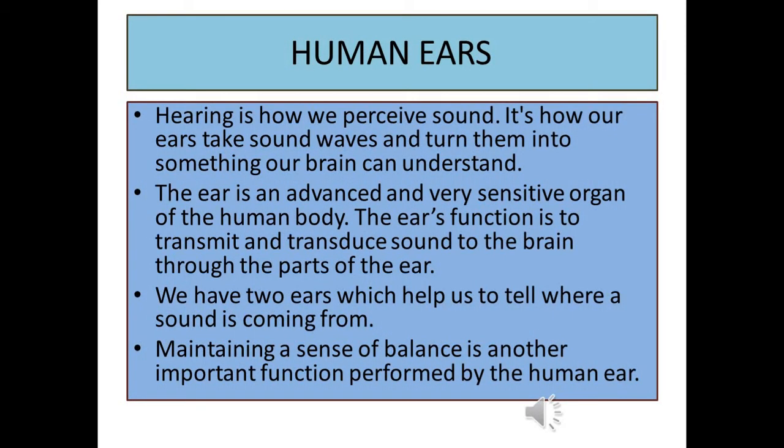Human ears. As we know, hearing is how we perceive sound. It's how our ears take sound waves and turn them into something our brain can understand. The ear is an advanced and very sensitive organ of the human body. The ear's function is to transmit sound to the brain through the parts of the ear. We have 2 ears which help us to tell where sound is coming from. Maintaining a sense of balance is another important function performed by the human ear.